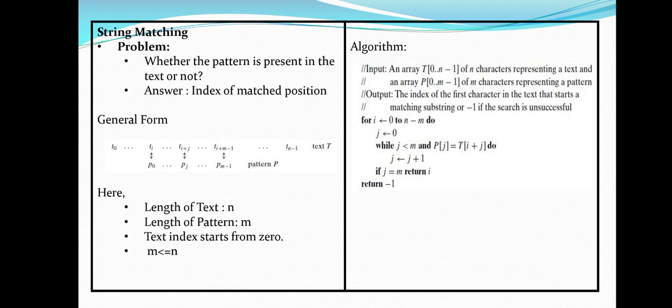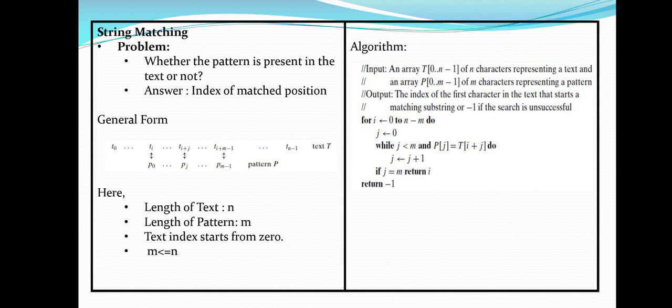So it starts from 0 to m minus 1. So what is the output? If the pattern is present in the text, we have to return the index of the first character in the text that starts a matching substring, right? Otherwise, we have to return minus 1. That is the output. So first loop, i starts from 0 to n minus m.